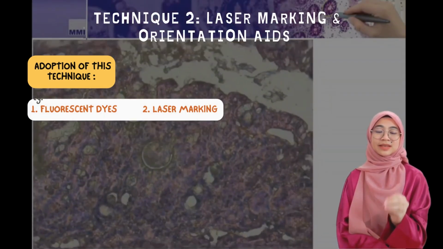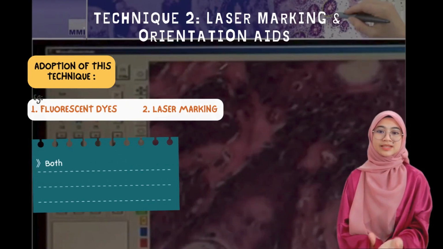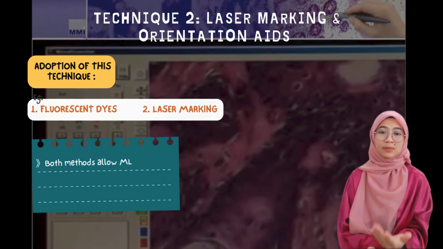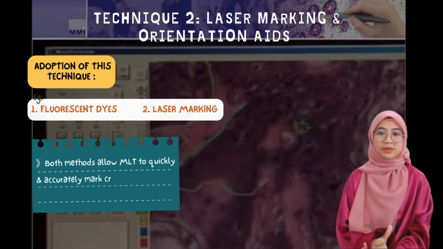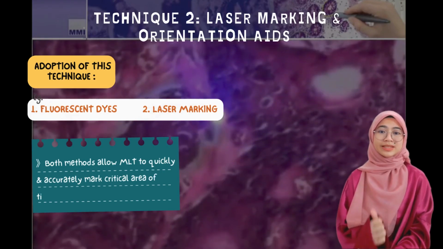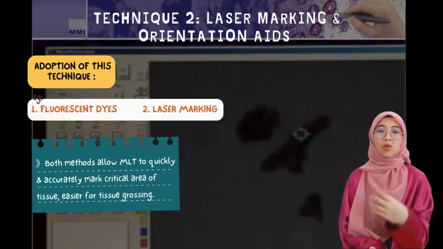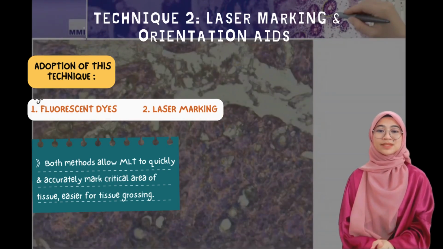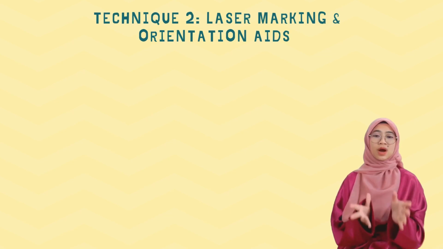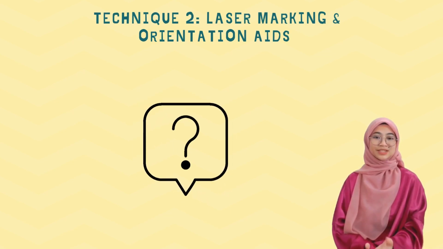These techniques fit seamlessly into the grossing workflow. Fluorescent dyes and laser marking allow laboratorians to quickly and accurately mark critical areas on the tissue. This means less time spent on each sample and a more organized process, especially in high-volume labs. So how does this technology work at the grossing stage?